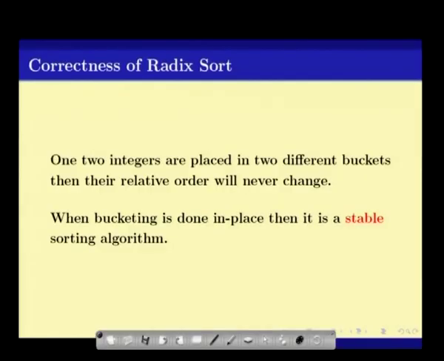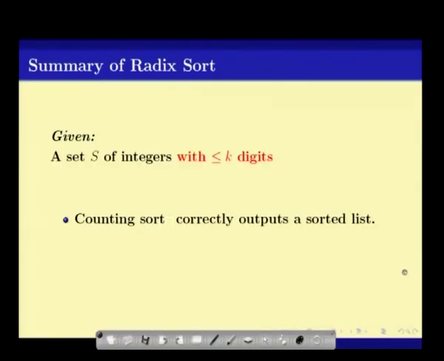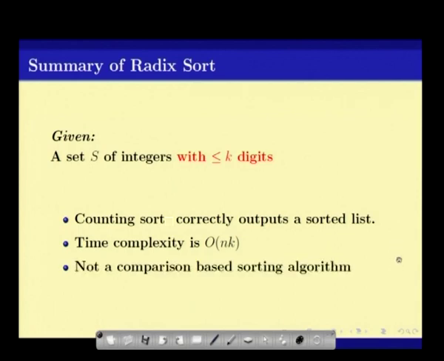The crucial point of this radix sort is that this bucketing sort is not only in place, it is also a stable algorithm, because the relative order between two items always remains the same. So as a summary of radix sort, if we have a set of integers, all of which have k digits, then radix sort will correctly sort the set of integers. The time complexity will be order n k. This is also not a comparison based algorithm.